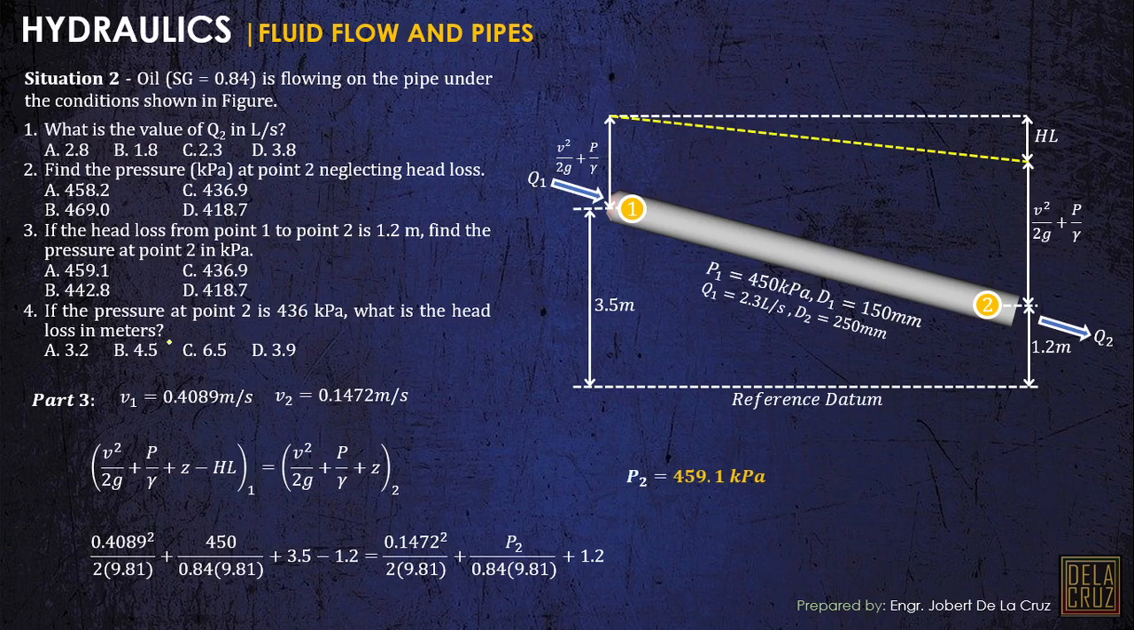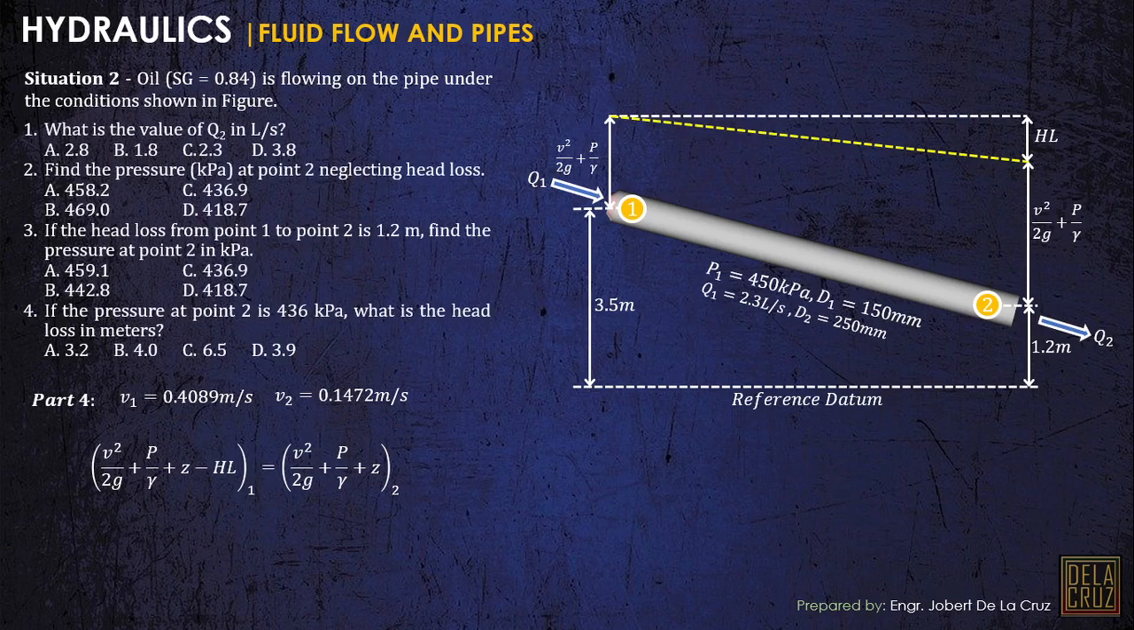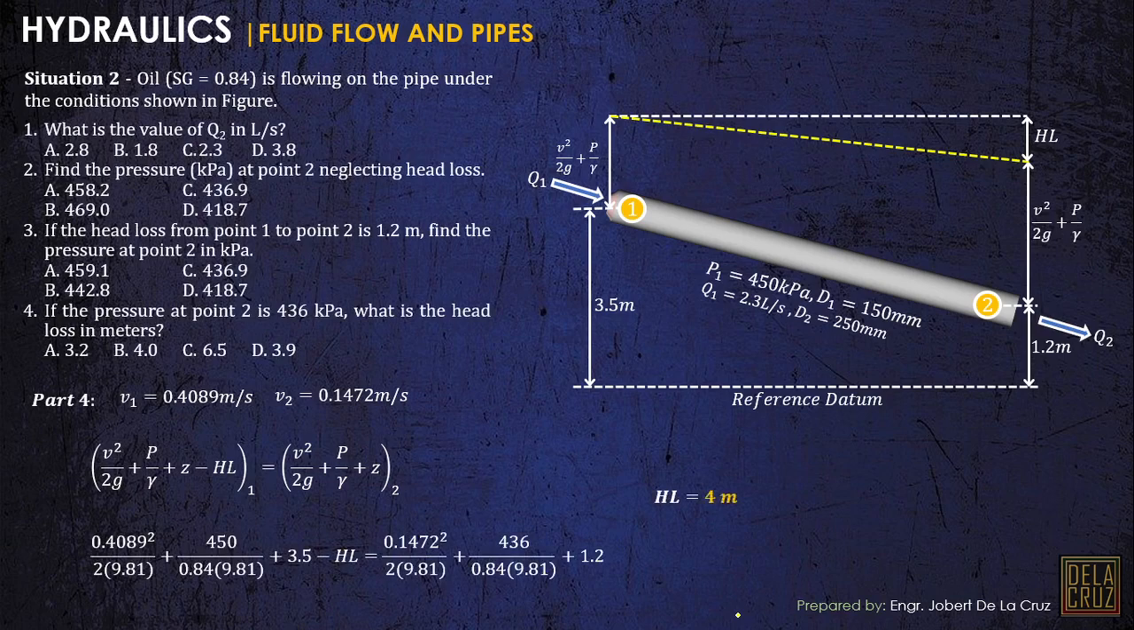Alright? Now, for number 4, baliktad dito. If the pressure at point 2 is 436, so binigay yung pressure here, what is the head loss in meters? So, baliktad. Head loss naman yung hahanapin natin. Okay. I think you can just follow that one na. Alright. So, substitute. HL is unknown. We have the P2 here. Then, solve natin si HL. That is 4.